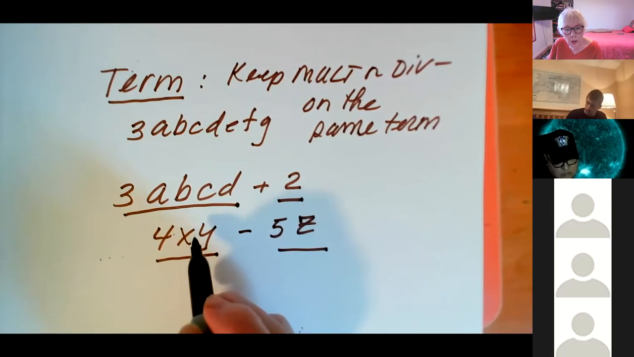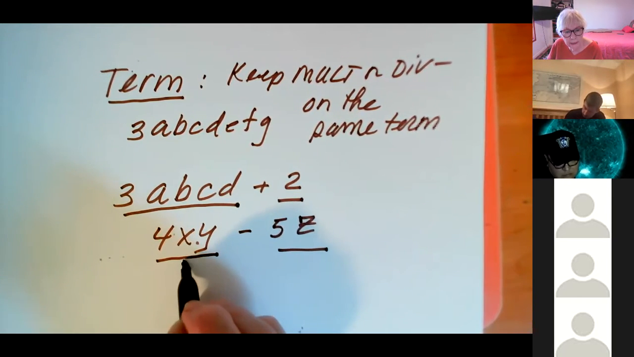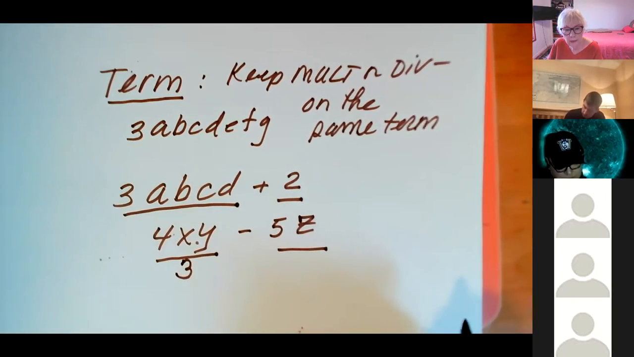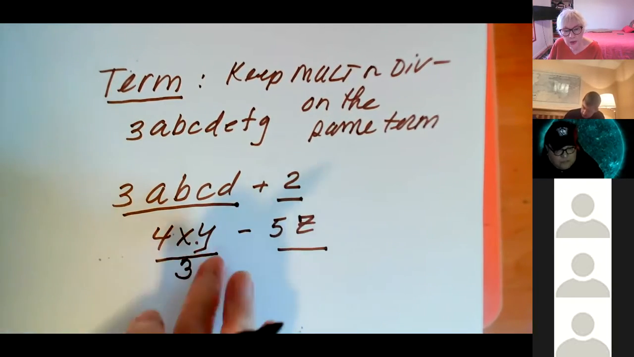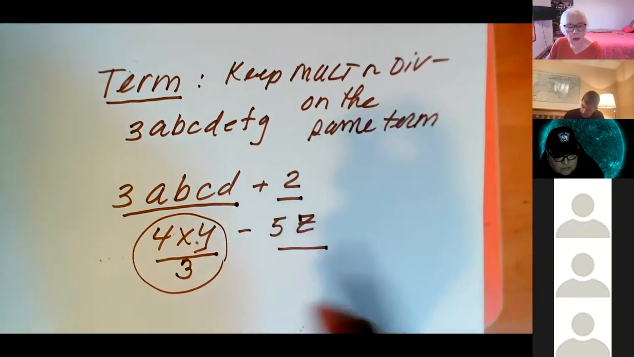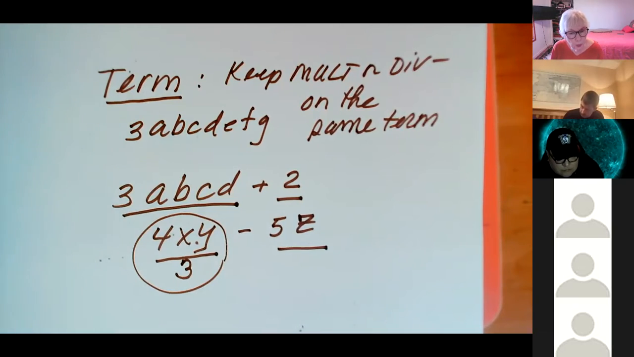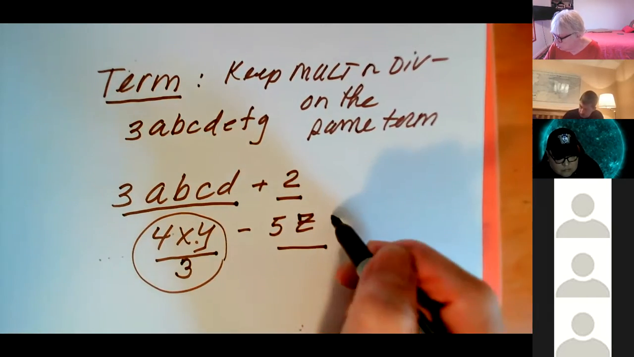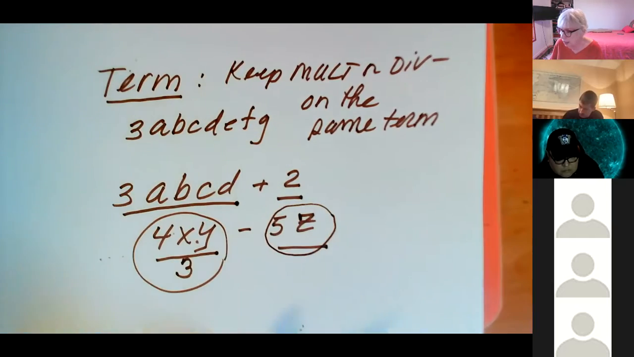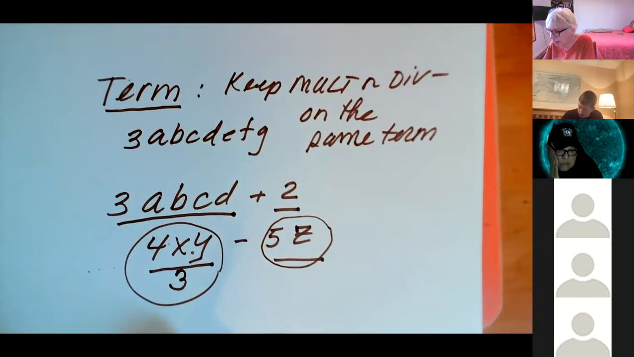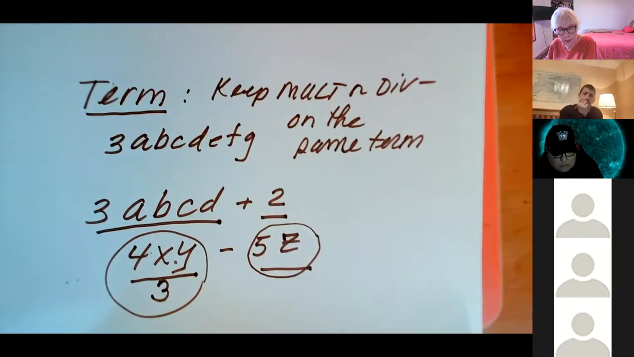So as long as you're multiplying or even dividing, that's all one term. And so you see it as a single group that belongs together. This, of course, would be the second term. Why did I bring this up? Well, it had to do with the previous problem.